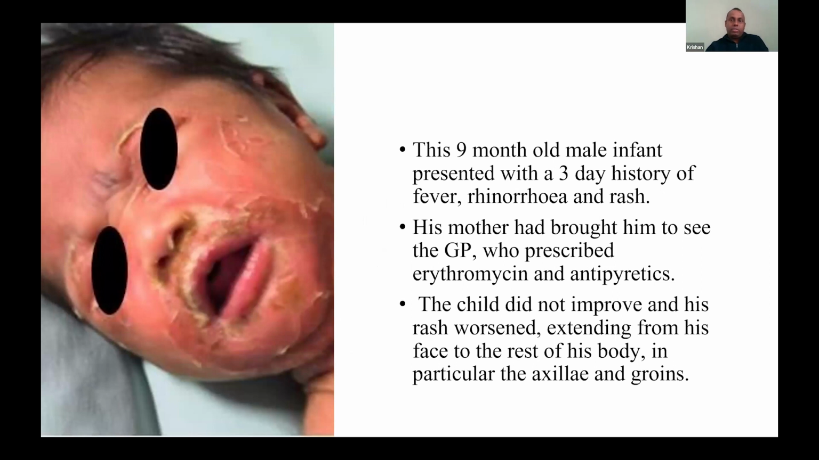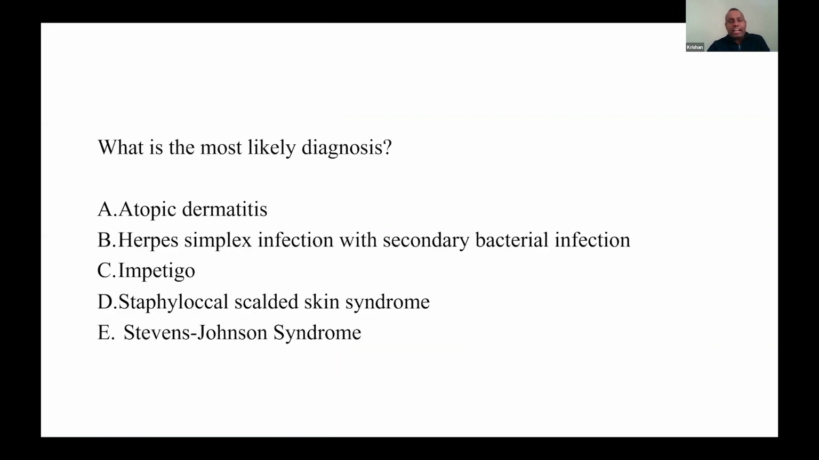Okay. So what do you think this is? This 9-month-old male infant presented with a 3-day history of fever, rhinorrhea, and a rash. His mother has brought him to the GP, who prescribed erythromycin and antipyretics. The child didn't improve. The rash got worse, extending into his face and the rest of the body, in particular the axillae and groin. Axillae and groin. What is the most likely diagnosis?